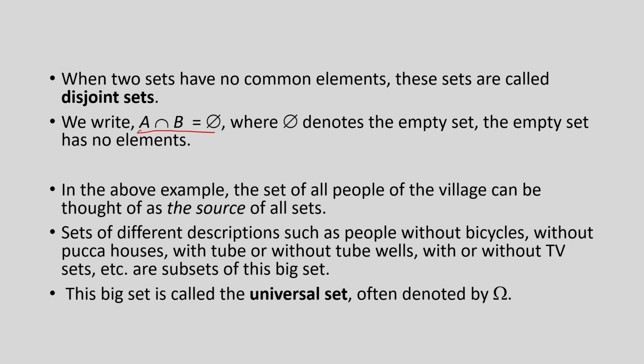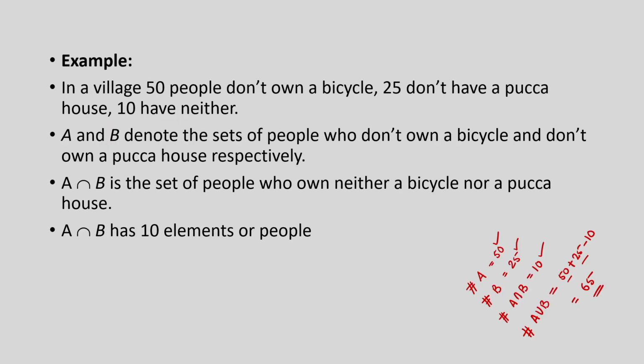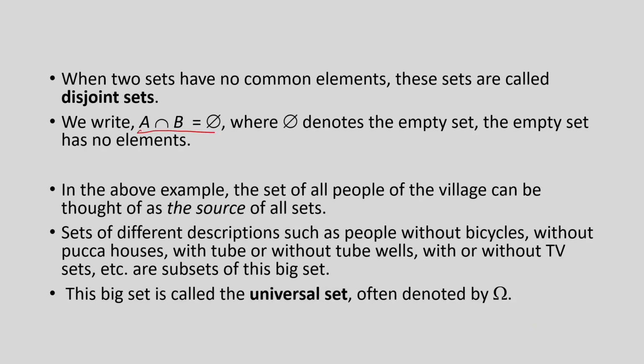In the above example, the set of all people of the village can be thought of as the source of all sets. So, I am talking about this example, where there is a village in which some people do not own a bicycle, some people do not have a pakka house, and so on. Now, this village itself, or more precisely the people of the village, could be thought of as the source of all these small sets. The set of all people of the village can be thought of as the source of all sets.